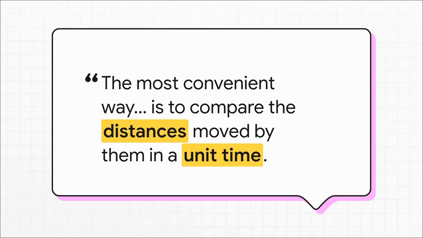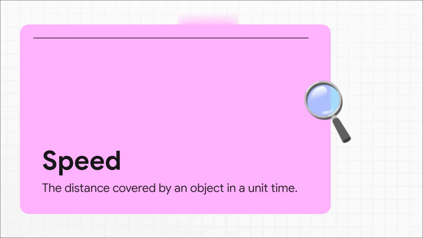And the source material we're looking at today puts it perfectly. This is it. This is the core principle we've just figured out. If you want to know what's faster, you have to compare how far they go in the same chunk of time. And there it is, the definition of speed. It's simply the distance covered by an object in a unit time. That's it. So clean, so simple, and incredibly powerful when you think about it.